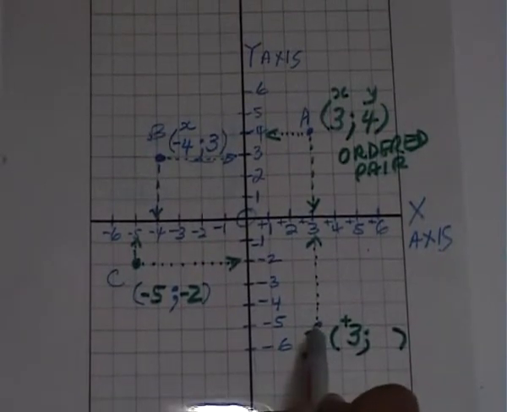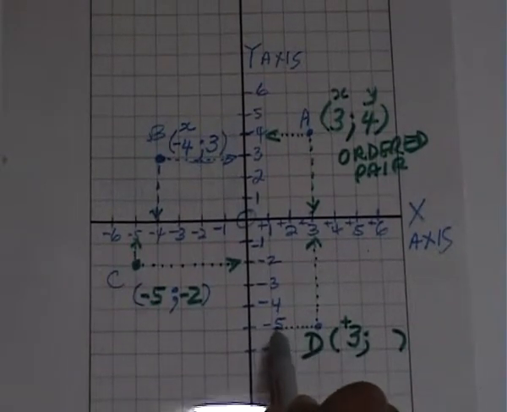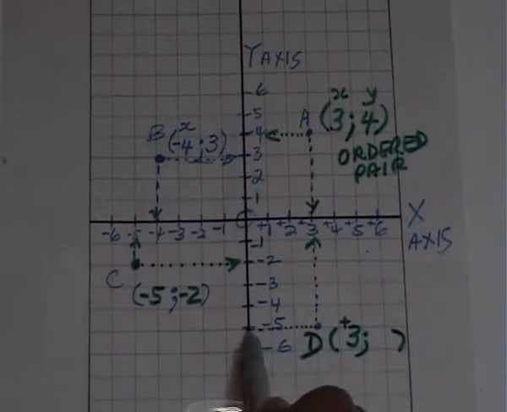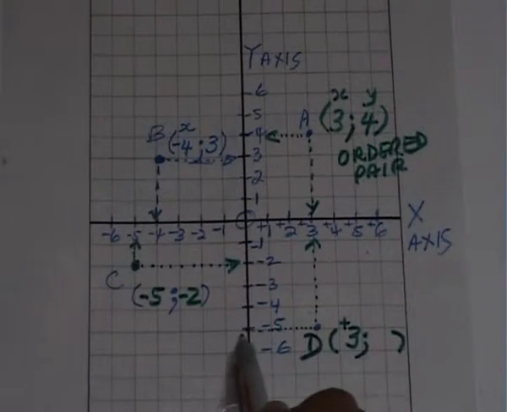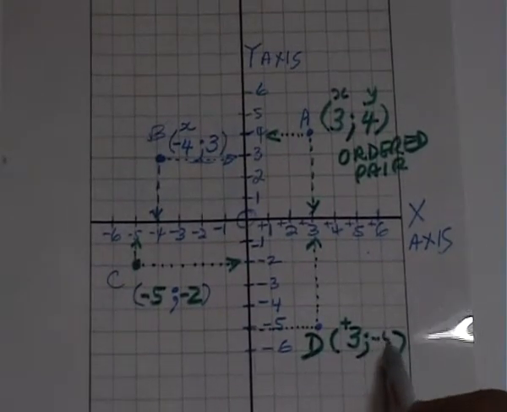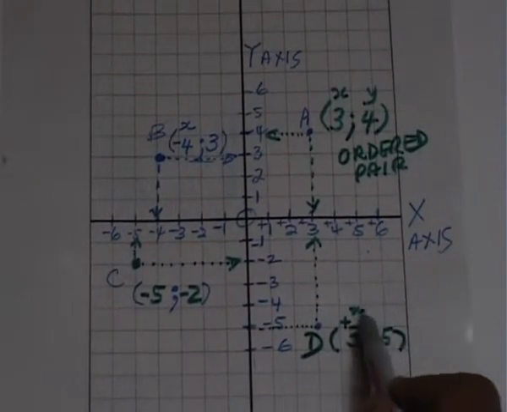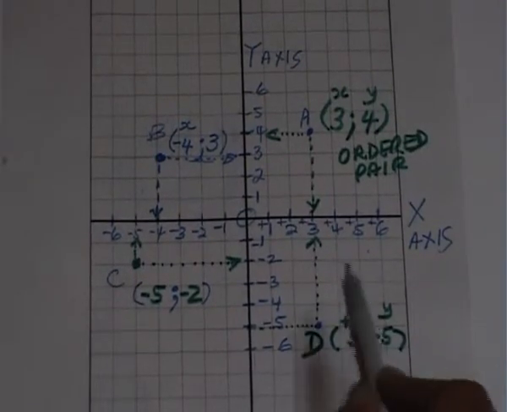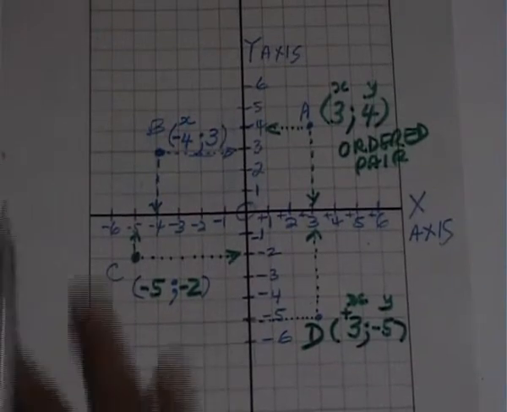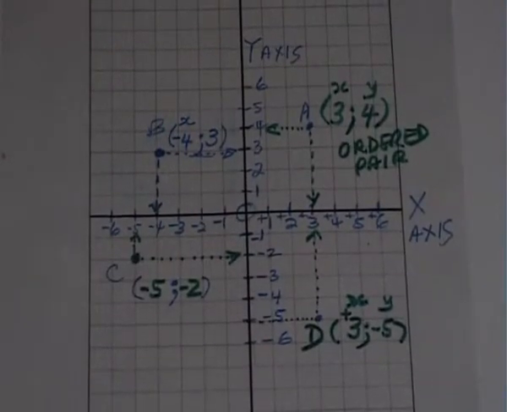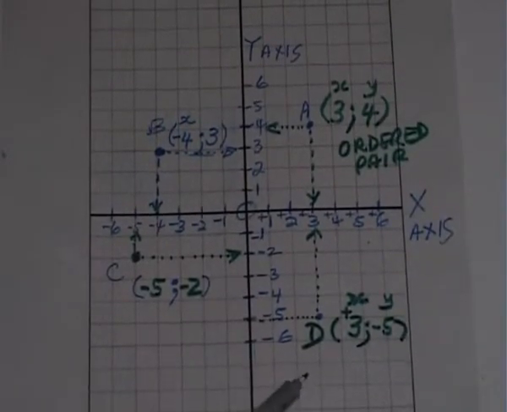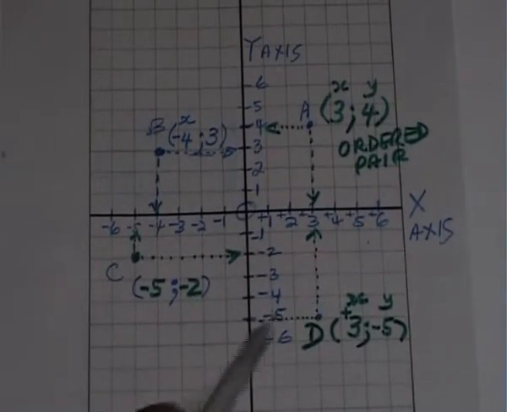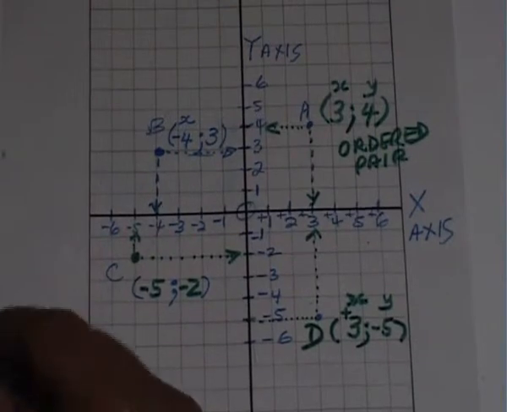Now from here, I must go to the y-axis. And when I go to the y-axis, it's clearly minus 5. So x is 3, y is minus 5. So that is how we find the ordered pairs. So I'm going to go on to our next page now, and we're going to find more points and find their ordered pairs.